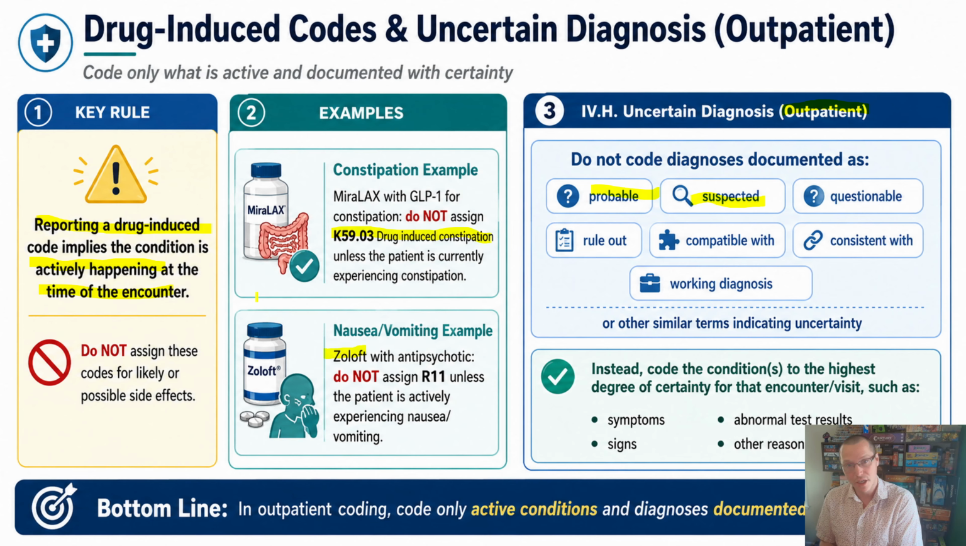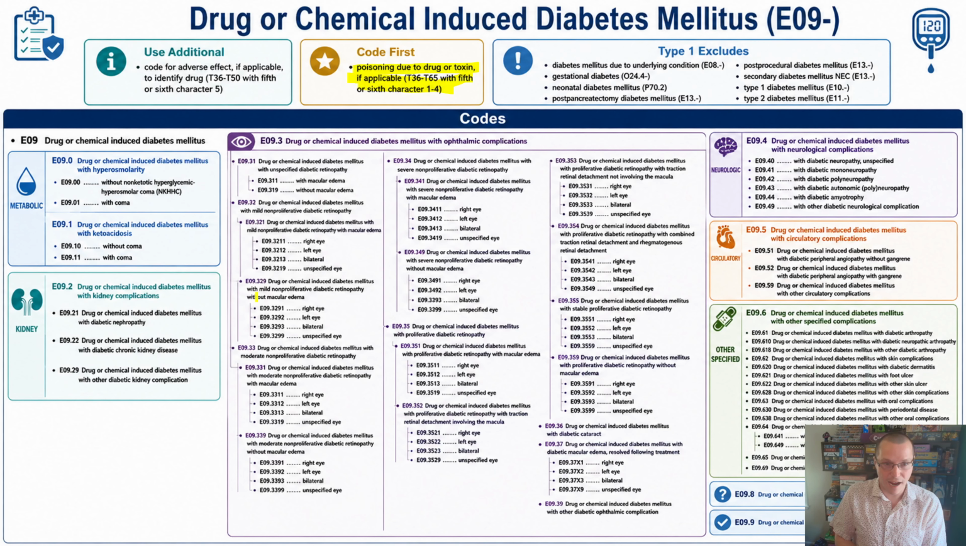So if we have a GLP-1 patient who comes 2 weeks later after getting initially diagnosed and they're complaining about constipation, now it is appropriate to use drug-induced constipation. If you have a patient who's been given medicine and they come back 2 weeks later complaining about nausea, now it is appropriate to use it. But just remember, we never code what is likely to happen in outpatient settings. Everything we're reporting is what actually happens.